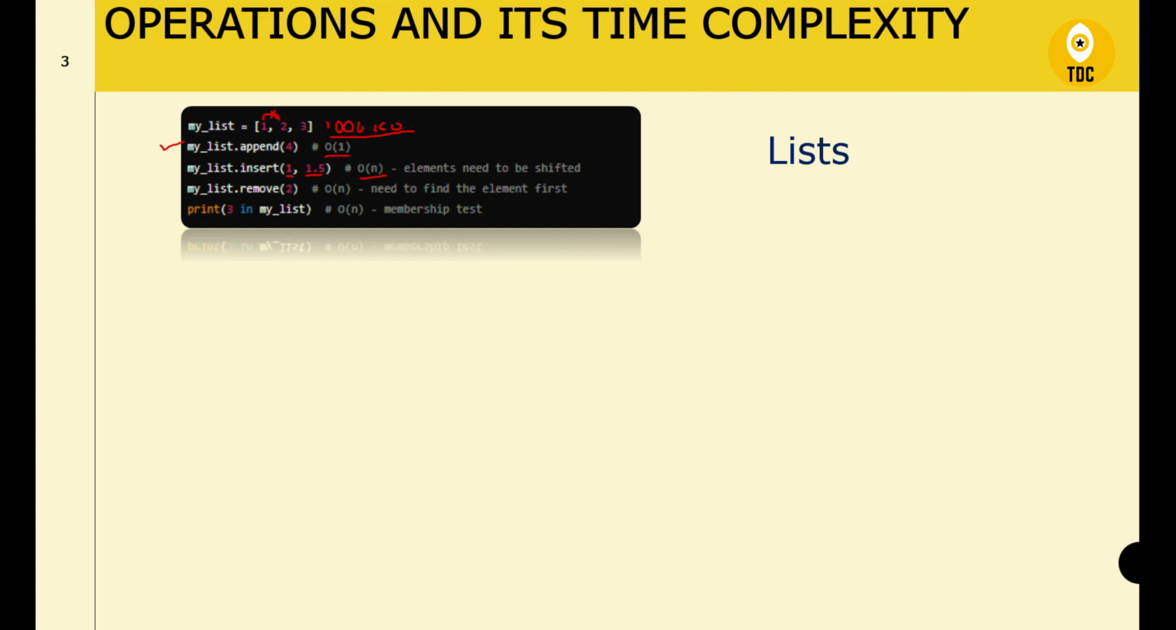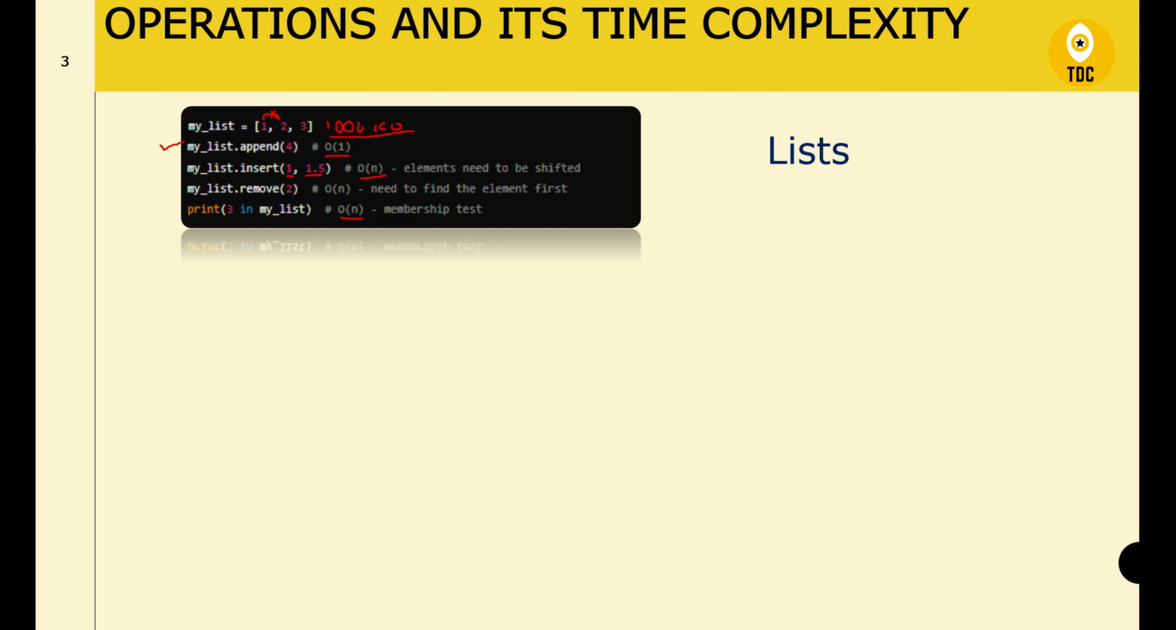For doing a membership test also, it is big O of n. Why? Because it has to traverse through the list one by one. If I'm searching for three here, it has to start from index zero and check 1, 2, 3, 4, 5, 6, and till 1 million records it has to go on searching. How many times has it searched? It has searched n number of times. That is why it is big O of n.